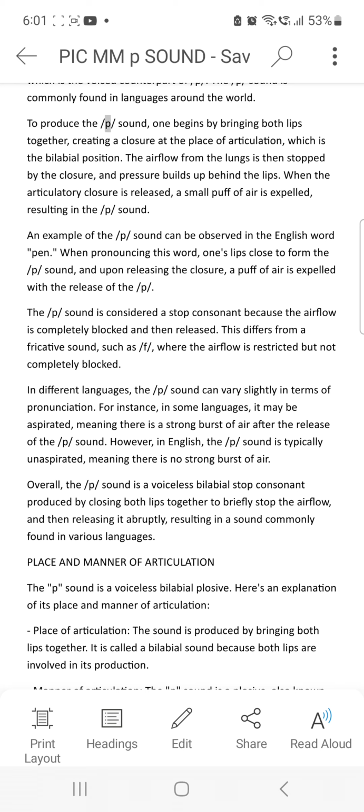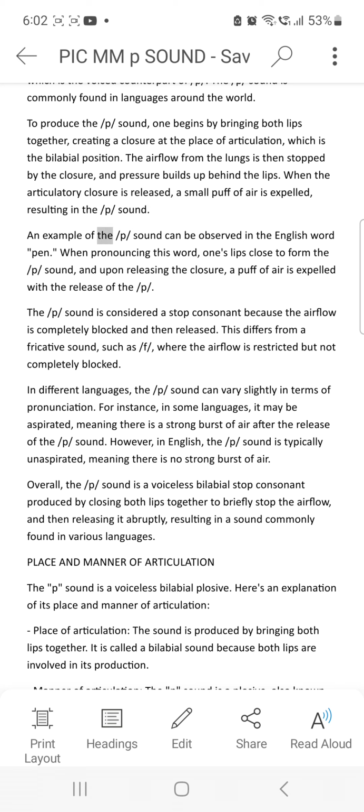To produce the p sound, one begins by bringing both lips together, creating a closure at the place of articulation, which is the bilabial position. The airflow from the lungs is then stopped by the closure, and pressure builds up behind the lips. When the articulatory closure is released, a small puff of air is expelled, resulting in the p sound.